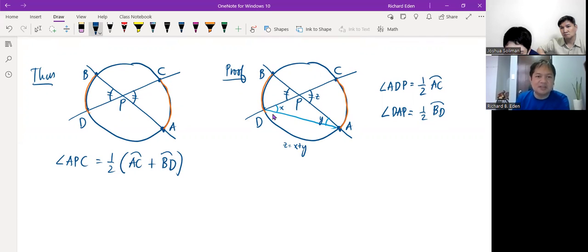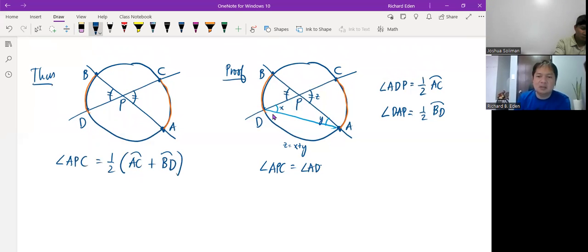So that's precisely it. Angle APC, that's Z. This is equal to X plus Y, so that's angle ADP plus angle DAP. So you have half of arc AC plus half of arc BD written nicely. The average of AC and BD.